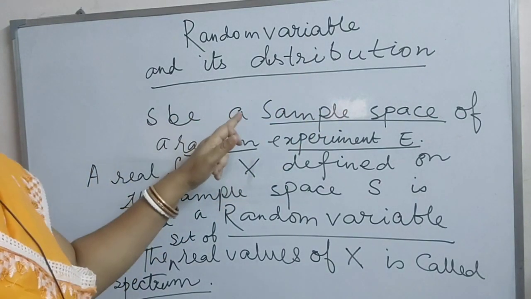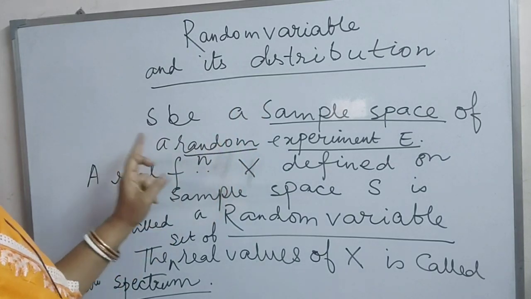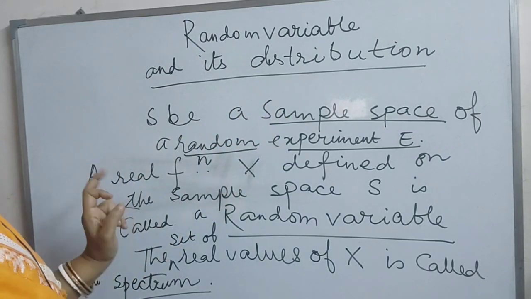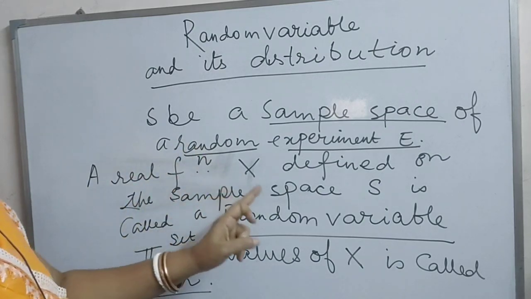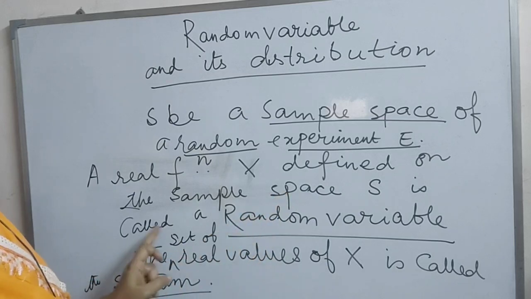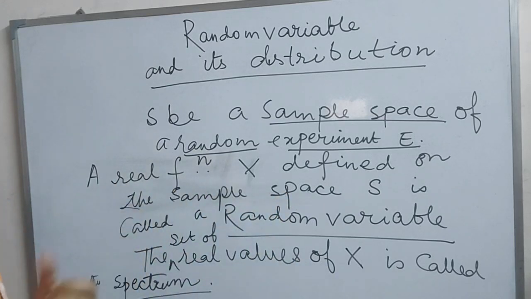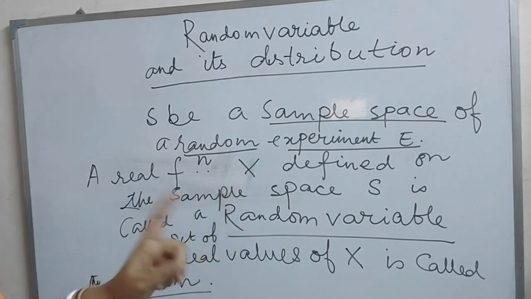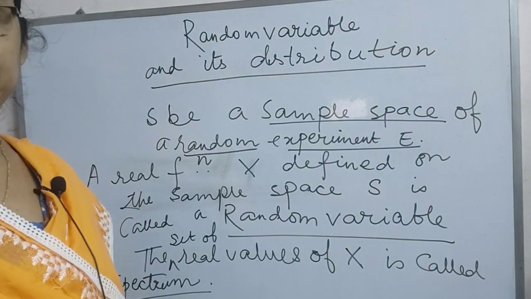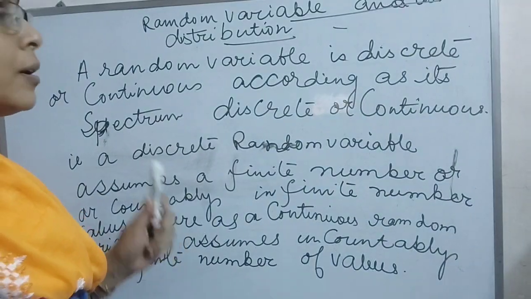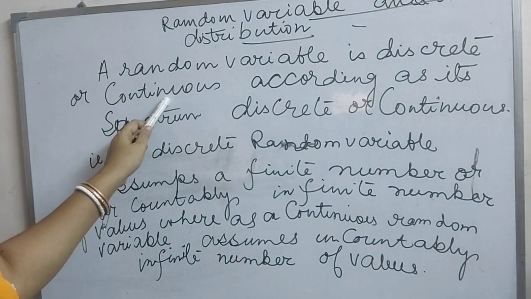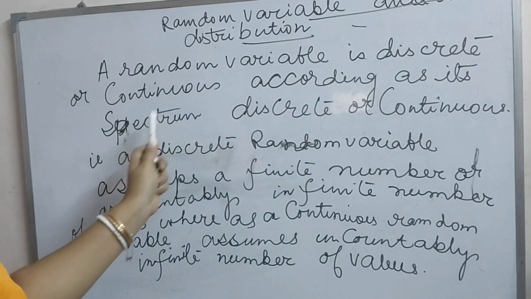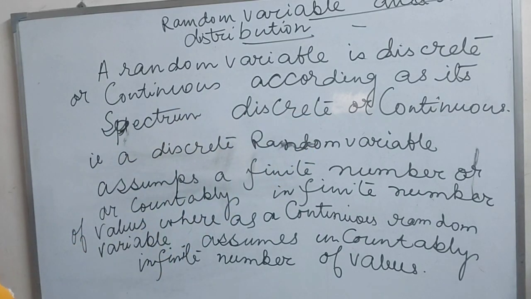Let S be a sample space of a random experiment E. A real function X defined on the sample space S is called a random variable. The set of real values of X is called the spectrum. A random variable is discrete or continuous according as its spectrum is discrete or continuous.